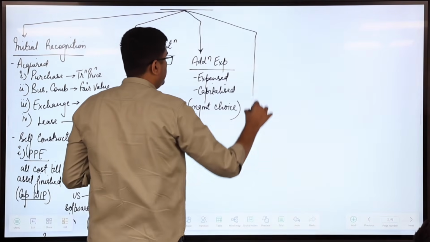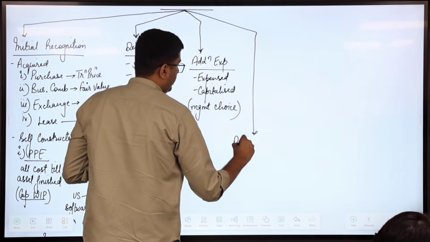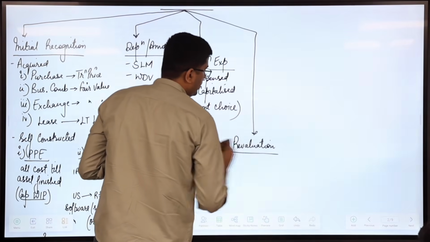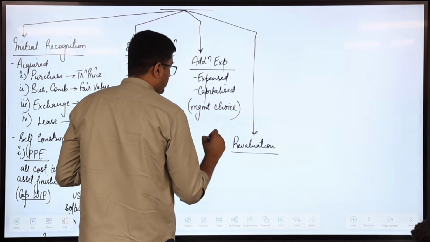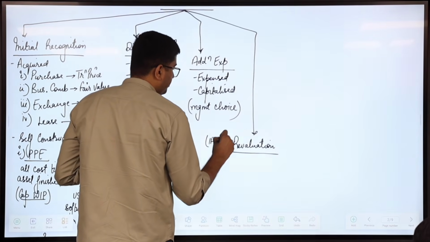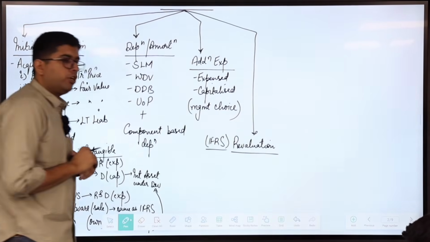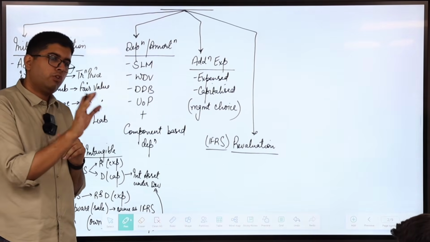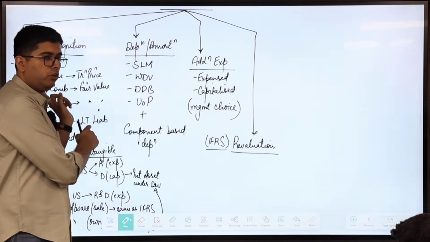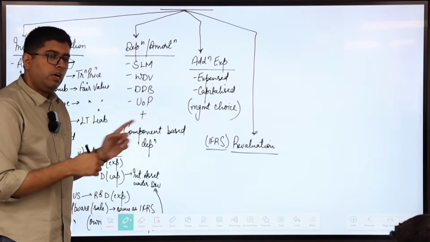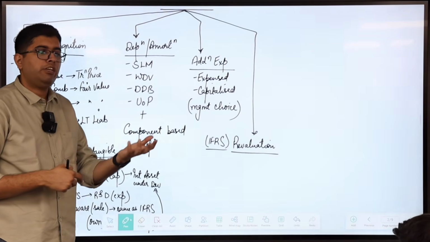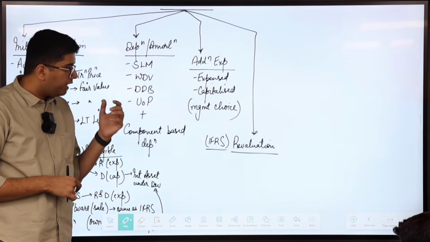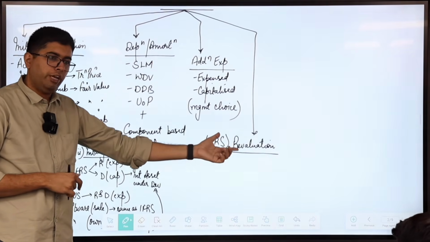Then we had a small concept, revaluation. Revaluation is a concept of IFRS only. Because IFRS allows a choice, assets can be reported on cost model. Cost model means historical cost minus depreciation. Or assets can be reported on fair value model. You do the valuation and you report it at the fair value every year. That fair value model is what we call revaluation.